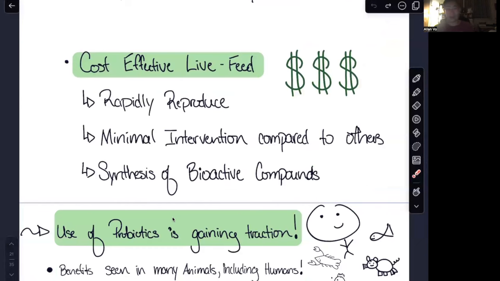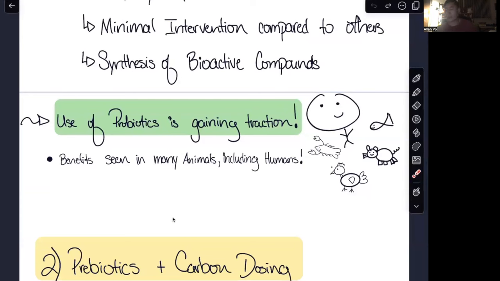Bacteria are also quite cost effective as a live feed. They rapidly reproduce, pretty minimal intervention, and they synthesize a lot of bioactive compounds that the corals require, certain vitamins, a lot of other things as well, since some of these bacteria ultimately end up on the coral farm. So I'd like to note that a lot of probiotics are gaining traction as well. People use them in a lot of animal feeds, shrimp, chickens, pigs, fish, and people ultimately take probiotics as well. So why not use them for your reef if they're applied for all of these organisms and these benefits are noted? It's not even new to reef keeping, since Bacter KZ from Aquaforest exists.